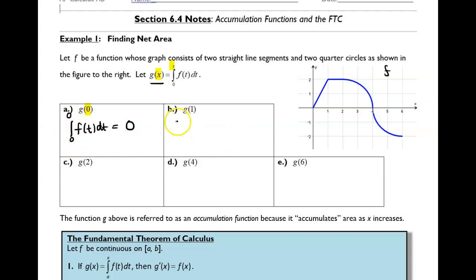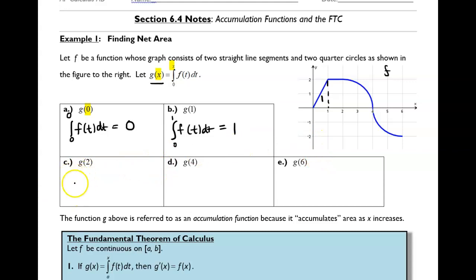For g of 1, that means I'm going to integrate from 0 to 1. So I'm plugging in 1 to the x on my function, f of t dt. So from 0 to 1, I notice I have a triangle there, base 1, height 2, so that has an area of 1. I'm going to go ahead and label those areas on the graph as I go, so that will help me find some other integrals as well.